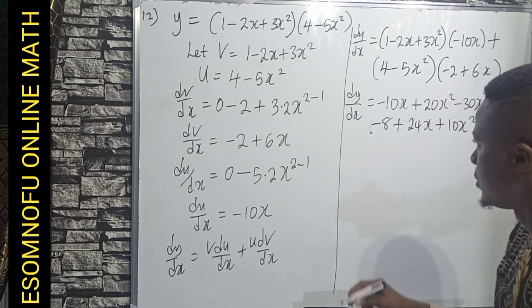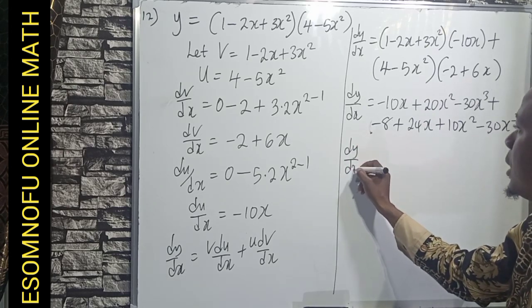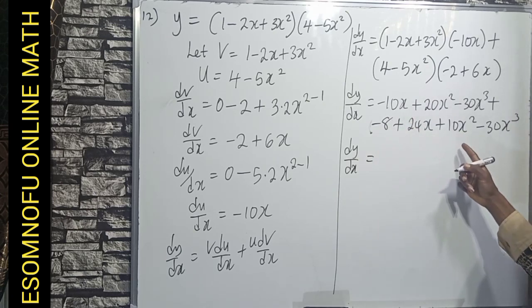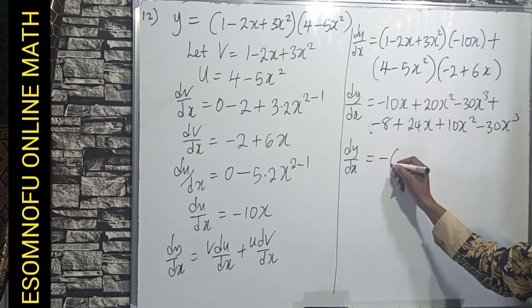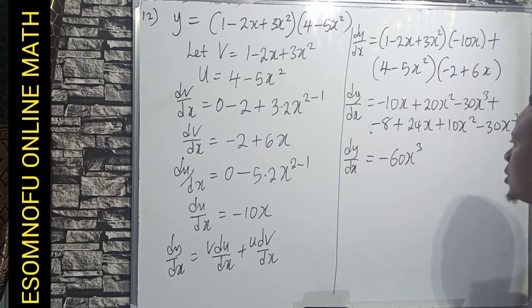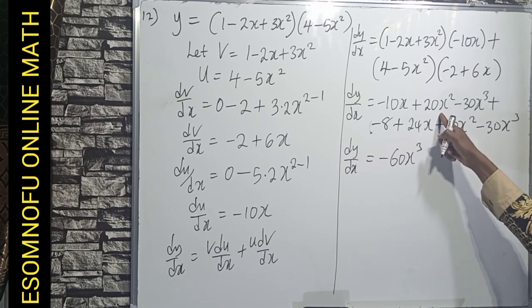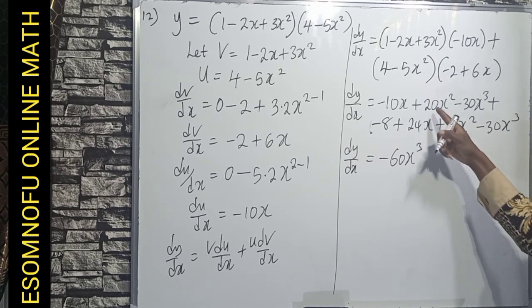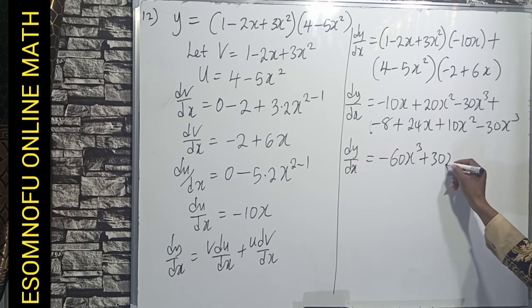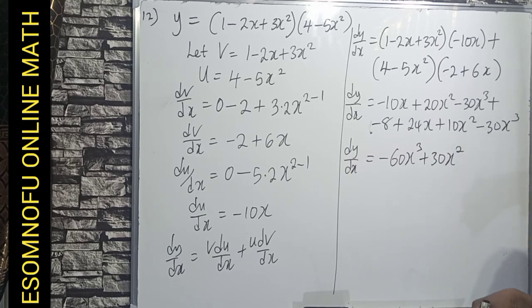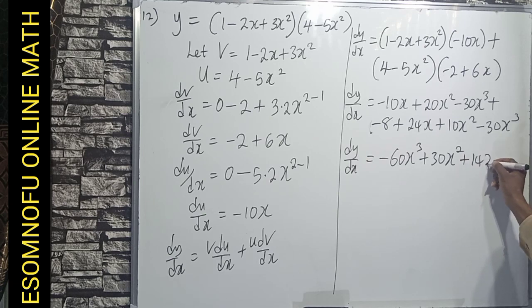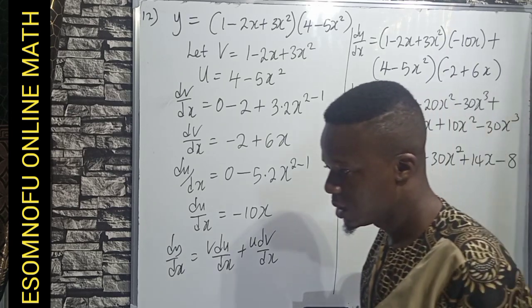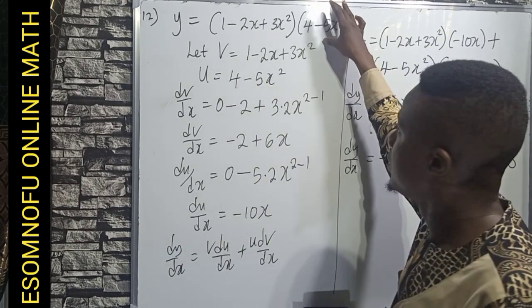So you collect like terms, you will now see that dy over dx will now be, to the power of 3, we have minus 30x cubed and minus 30x cubed. If you add them together, you get minus 60x to the power of 3. You look for power of 2, we have 20x squared and the 10x squared. If you add together, you get 30x to the power of 2. Then look for ordinary x, minus 10x plus 24x is plus 14x, and we have only one constant here, which is minus 8. So this is the derivative of this given function.